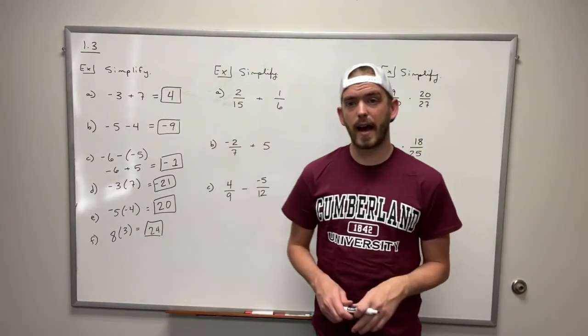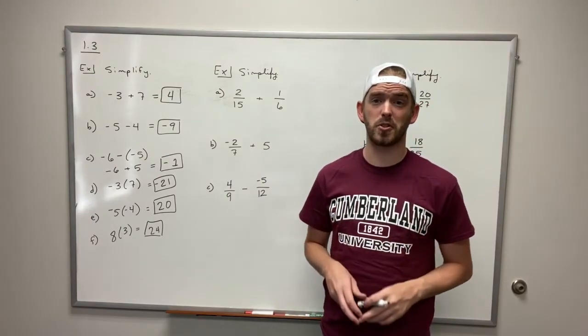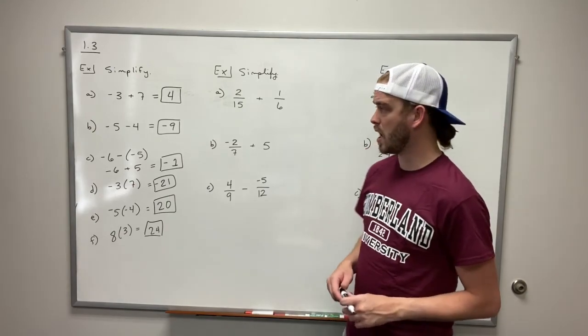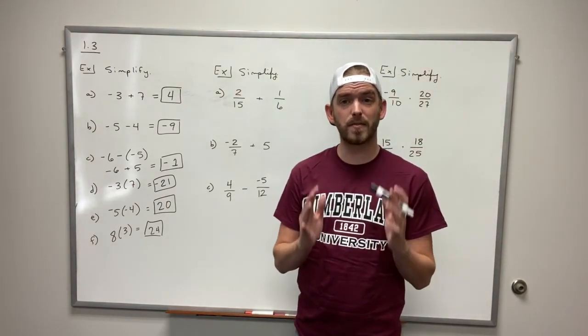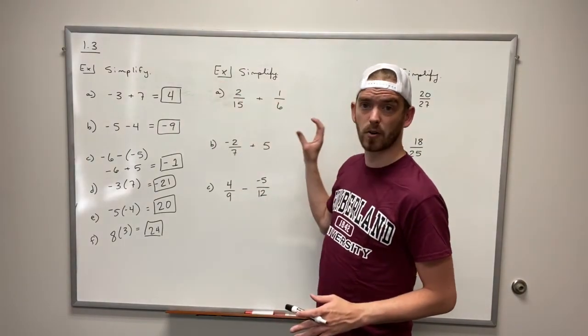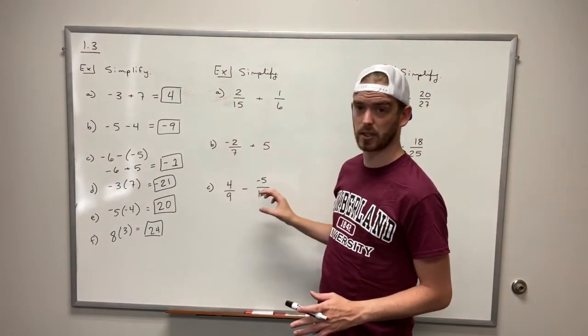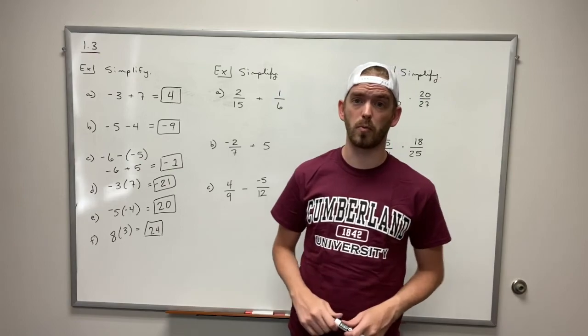Now let's talk about adding and subtracting fractions. This is very important that you pay attention at this point. When we are adding or subtracting fractions, we have to find a common denominator before we combine them. We cannot just add across, or we cannot just subtract across. We have to find a common denominator like we did in section 1.2.